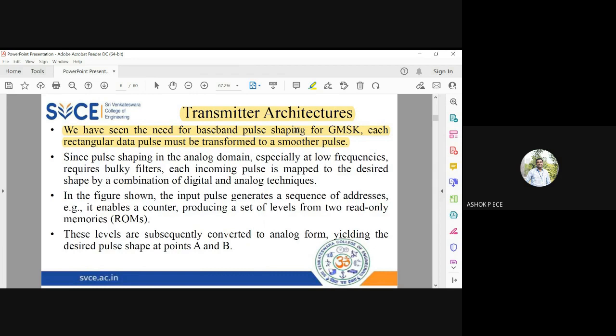So the input pulse will generate a sequence of addresses, and when you process everything in the digital domain, you have to properly convert the analog signal into the digital signal. And for what pulse, what shape I'm going to use, everything has to be mapped in the memory. Now, that is what is given here.